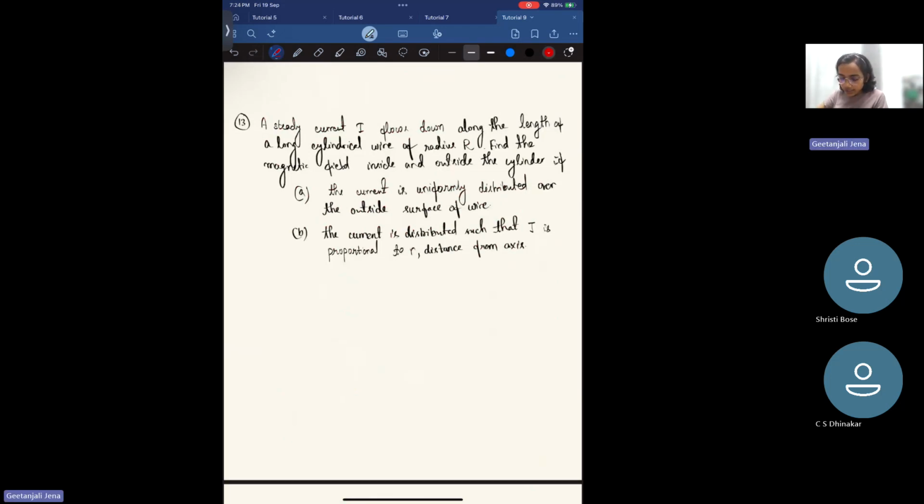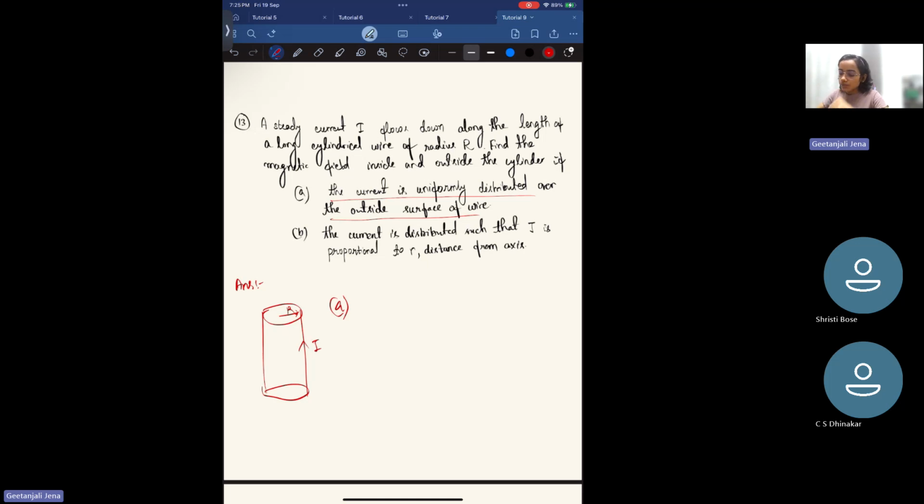Okay, let us see our next problem. It's based on Ampere's law. There is a steady current I which flows along the length of a long cylindrical wire of radius R. So there is a long cylinder of radius R. Find the magnetic field inside and outside the cylinder if the current is uniformly distributed over the outside surface. So current is only at the outside surface.